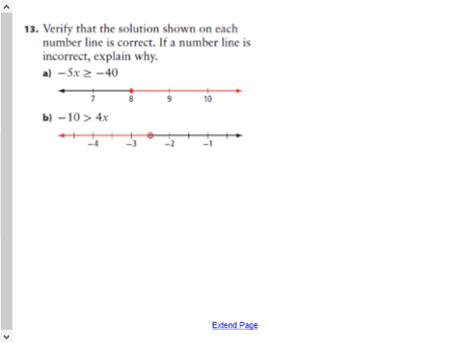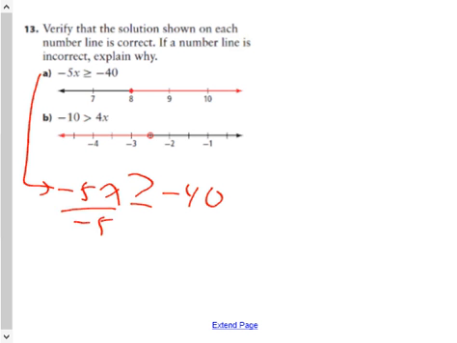Verify the solution number 13 is correct. So we have a number line that has an answer. I'm just going to isolate the variable, so I'm going to divide both sides by negative 5. Because I divided, I have to flip my inequality sign.